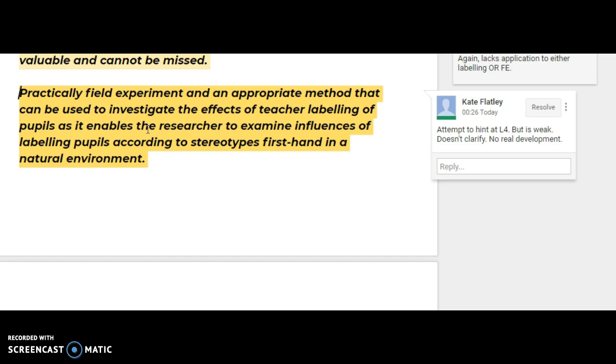If it's natural, does it raise validity? Why might it raise validity? She could have gone in to talk about the Hawthorne effect, people changing their behaviour because they know that they're being watched, things like that. There's no real development here, so I have a feeling that this would not have been credited at all, but she is trying to stay close to the context that's in the question.